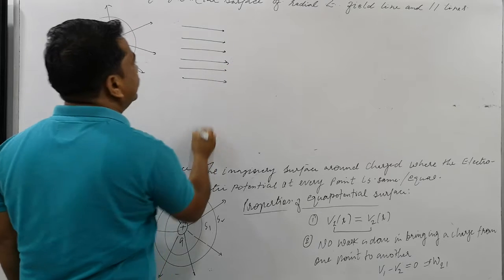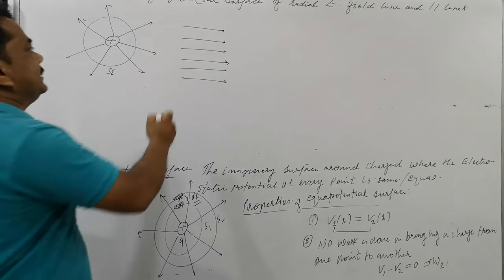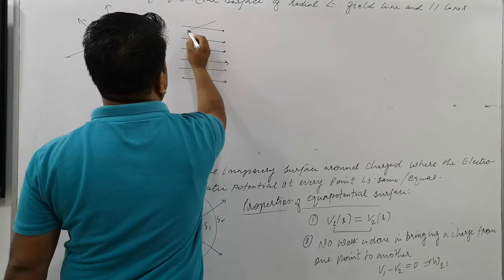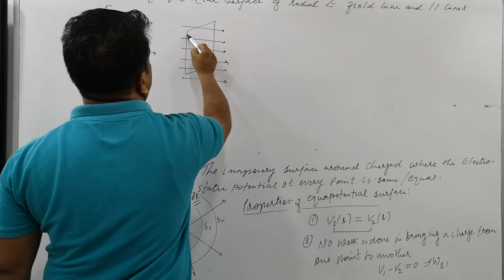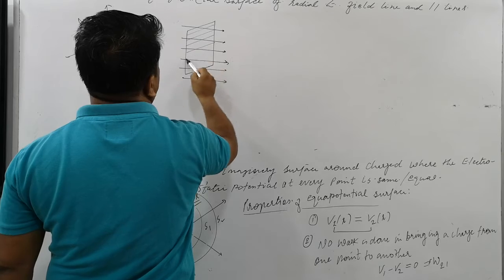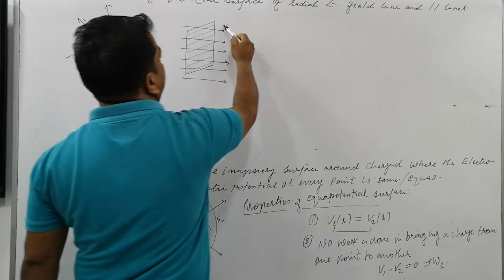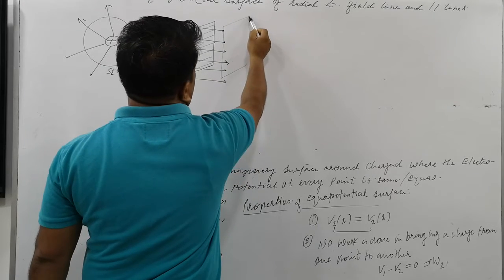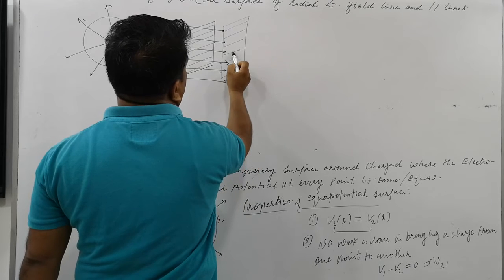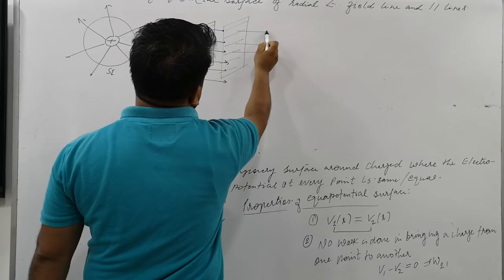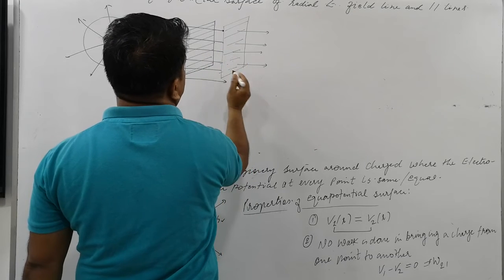Similarly, the field lines here are parallel. So what will be the geometry of the equipotential surface? It's very simple. The perpendicular is to be drawn to the field lines. This is the electrostatic equipotential surface. Another surface can also be drawn here. Two parallel surfaces can be drawn, as you may see. You can understand this.